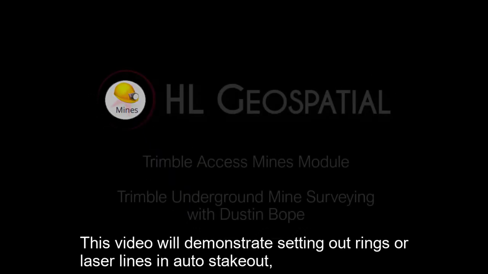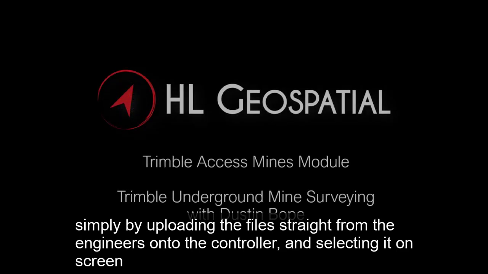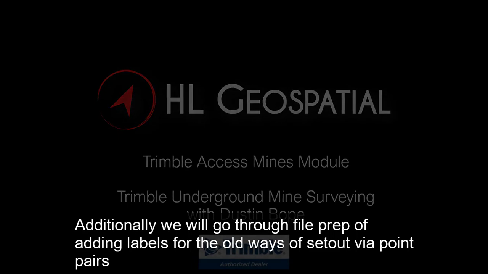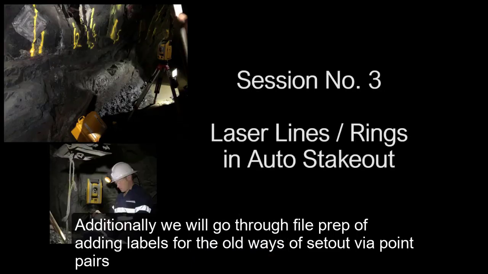This video will demonstrate setting out rings or laser lines in Auto Stakeout simply by uploading the file straight from the engineers and selecting it on the screen. Additionally, we will go through the file prep of adding labels and set out via point pairs.